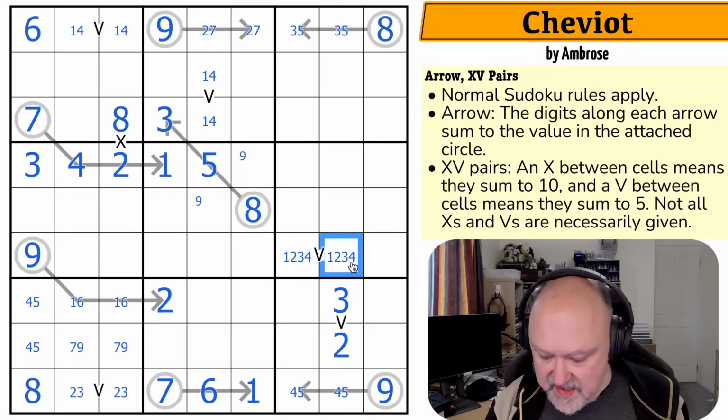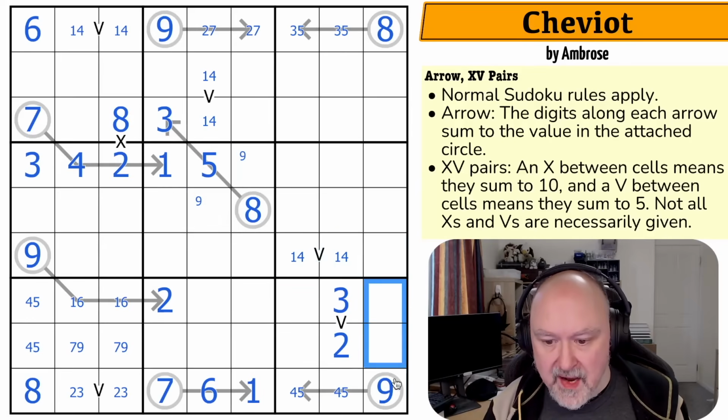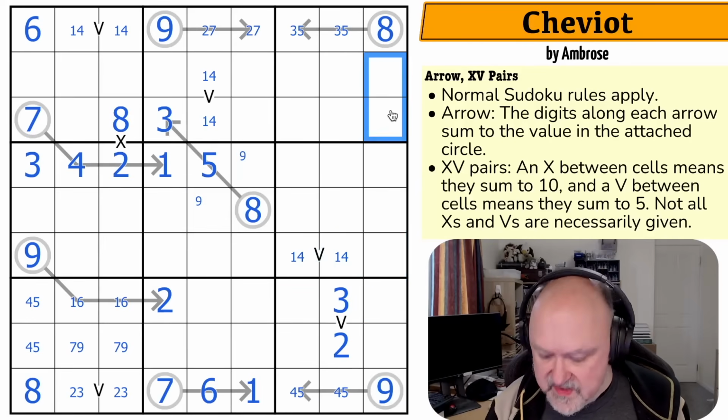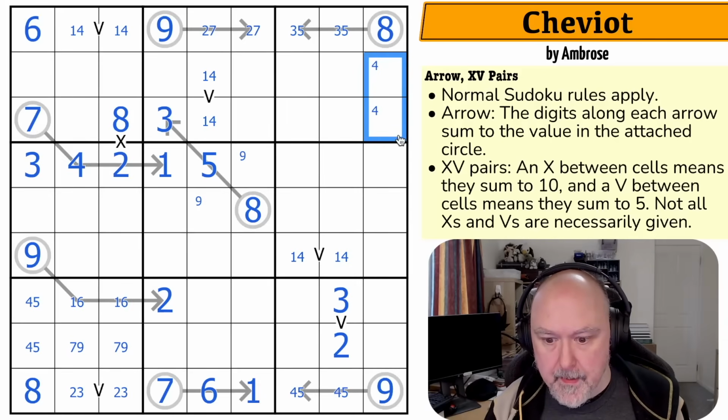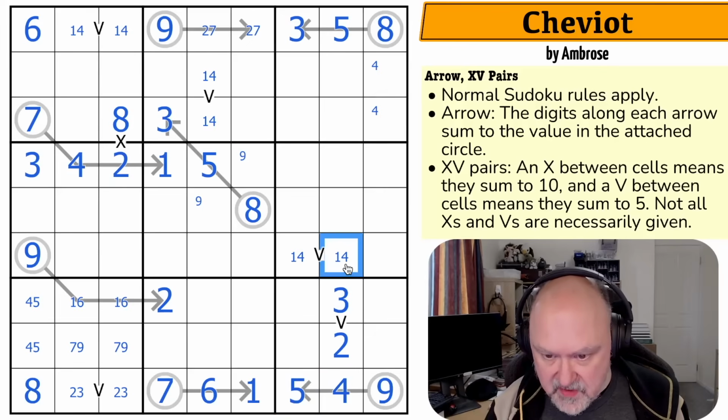The 2, 3 takes 2, 3 out of here, which takes 2, 3 out of here. This is 1, 4. And 4 can't be in any of those or any of those. 4 is in one of those two. The 3 is looking up, making that the 5 and that the 3. The 5 is looking down, making that the 4 and that the 5. The 4 is looking up, making that the 1 and that the 4.